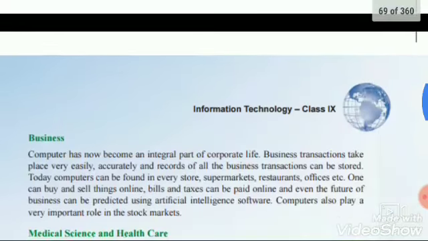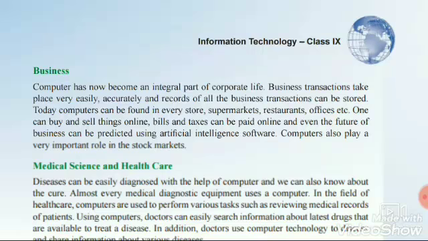After communication, the next topic is business. Business is also a very broad area where computers are used. Business transactions take place very easily and accurately, and records of all business transactions can be stored in a computer. Today computers can be found in every store, supermarket, restaurant, office, etc. One can buy and sell things online, bills and taxes can be paid online, and even the future of business can be predicted using artificial intelligence software.